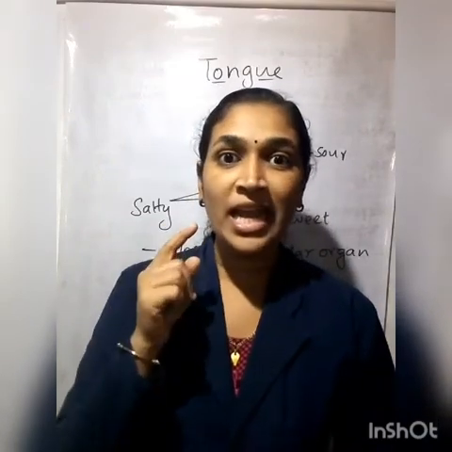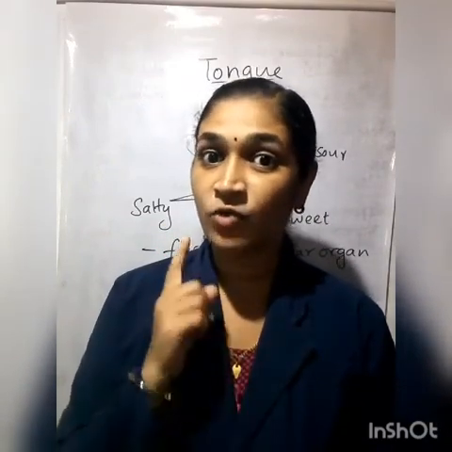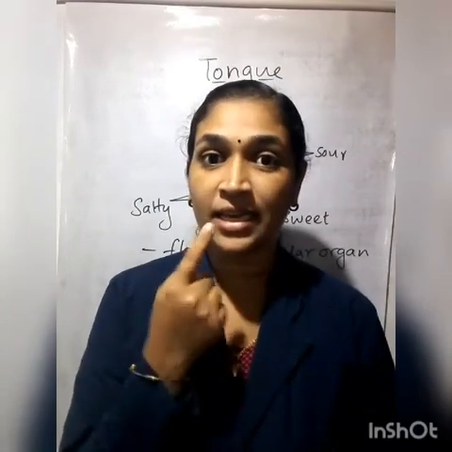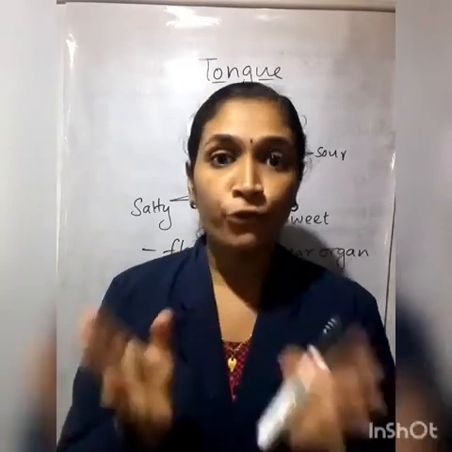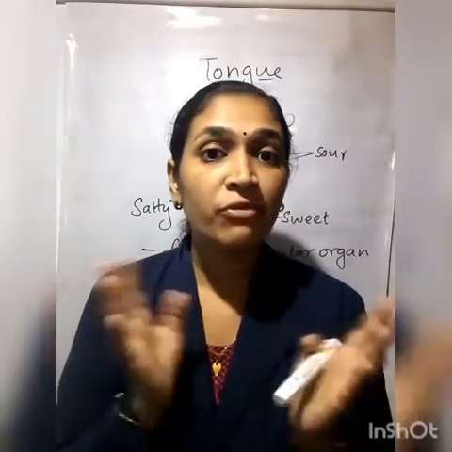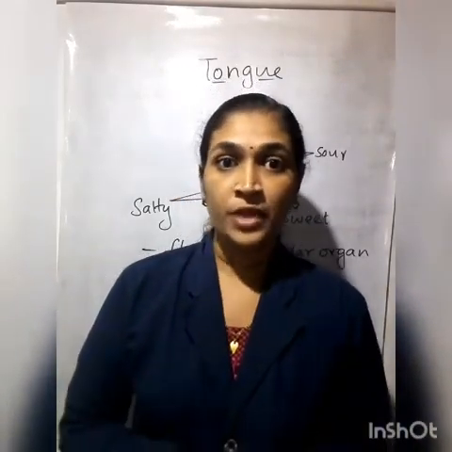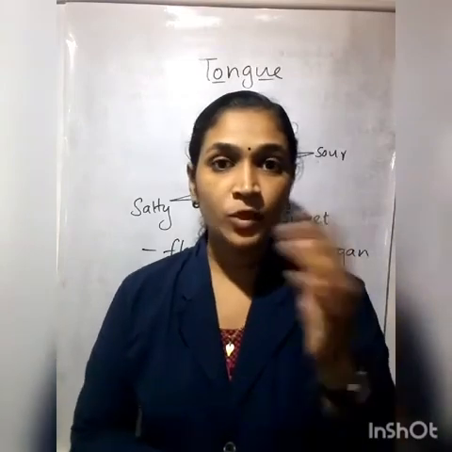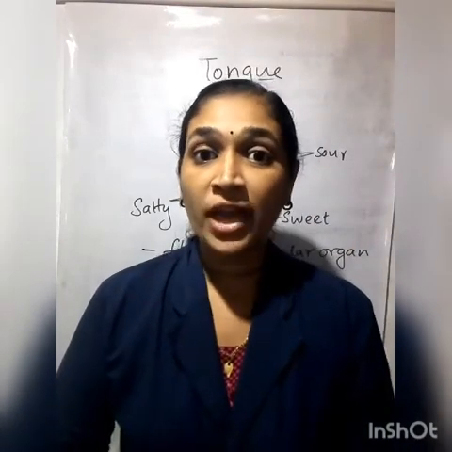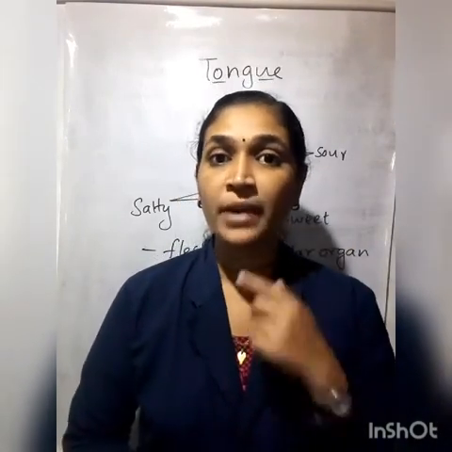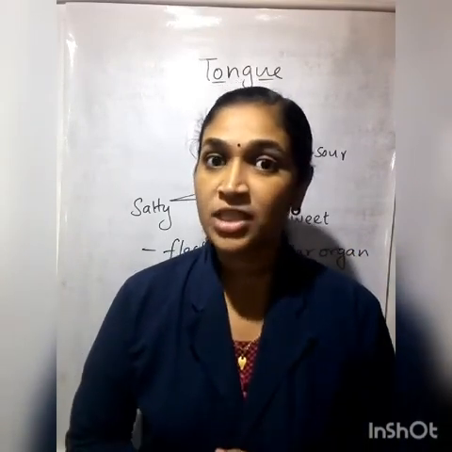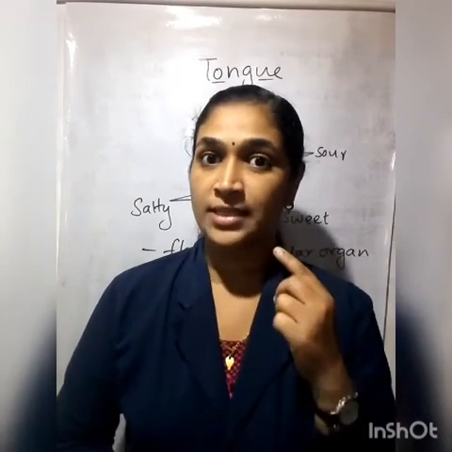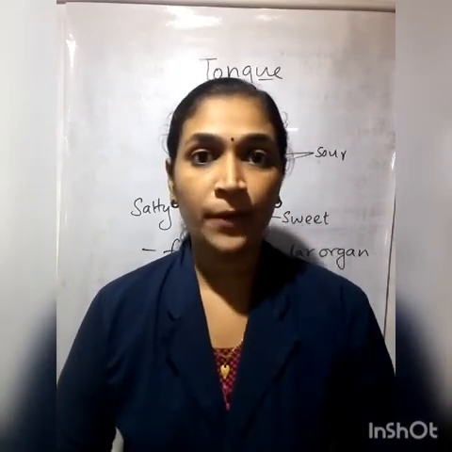We can say that tongue is a fleshy muscular organ in which one end is fixed and the other end, the tip, is free, which can move in different directions. Understood? What is tongue? Tongue is a fleshy muscular organ placed at the back of the buccal cavity in which one end is fixed and the other end is free.